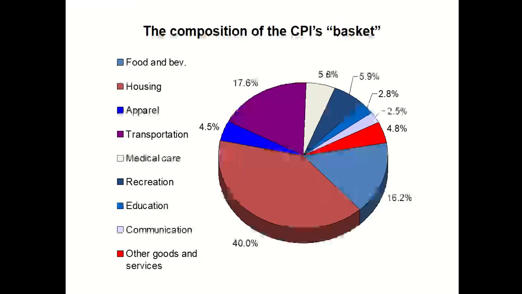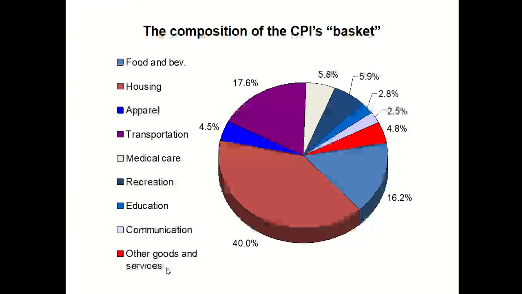Now comes the composition of CPI's basket. As you know that in order to calculate CPI, a survey is conducted to determine the basket of commodities. Here you can see which type of goods are included in CPI's basket. Here are food and beverages, housing, apparel, transportation, medical care, recreation, education, communication, and other goods and services.